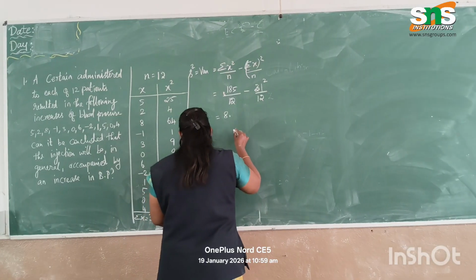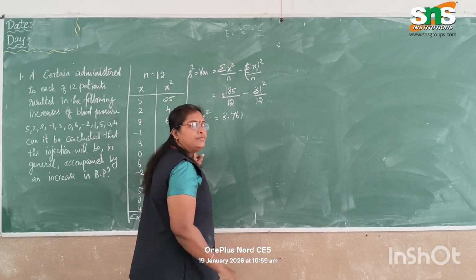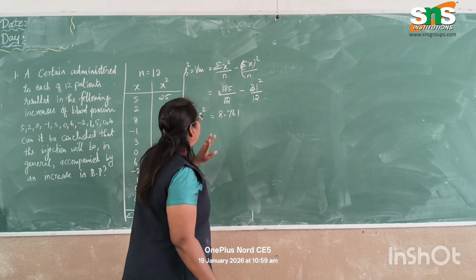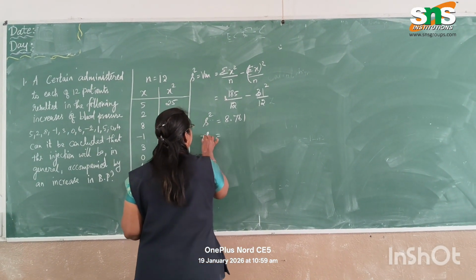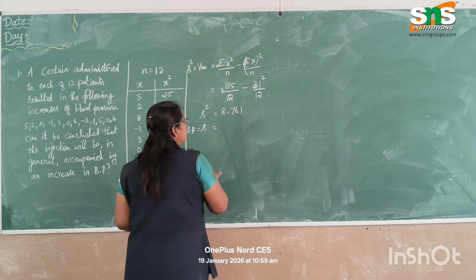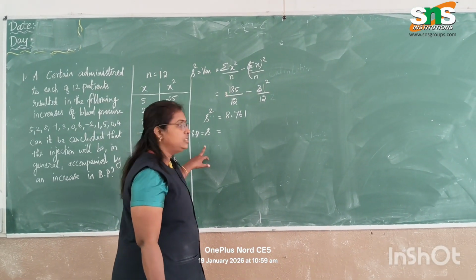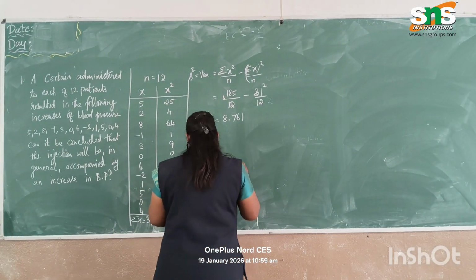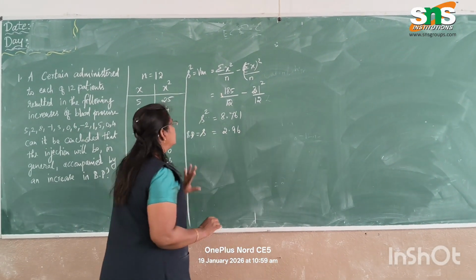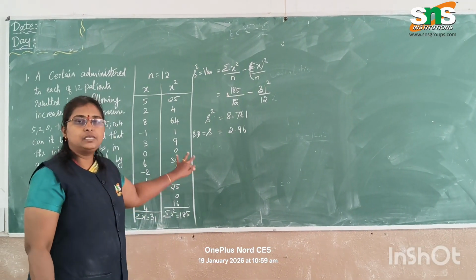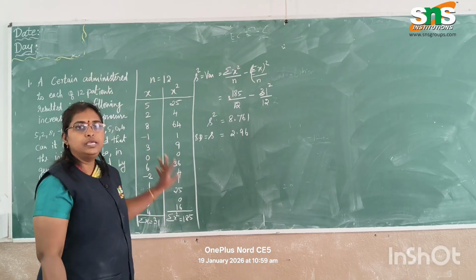Our s square, that is the variance value, we got as 8.761, and from this we can get the standard deviation. Taking the square root of the variance, we get the standard deviation. The square root of this value is 2.96. So we calculated this value, the basic value we need. After this, we can go for the sum.